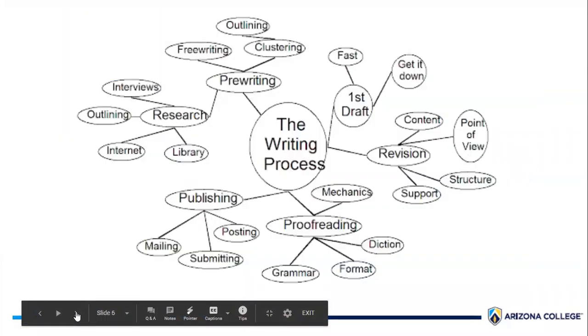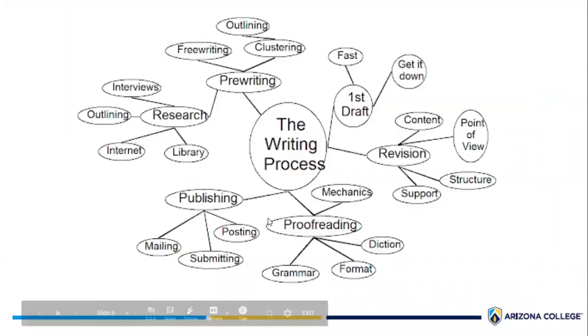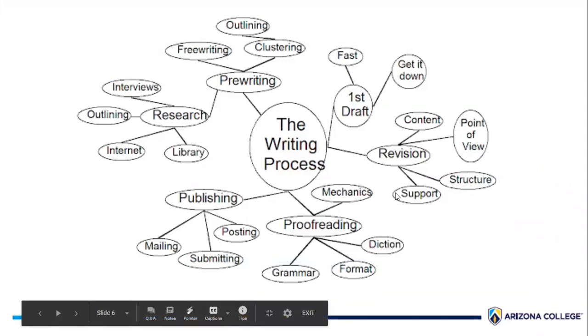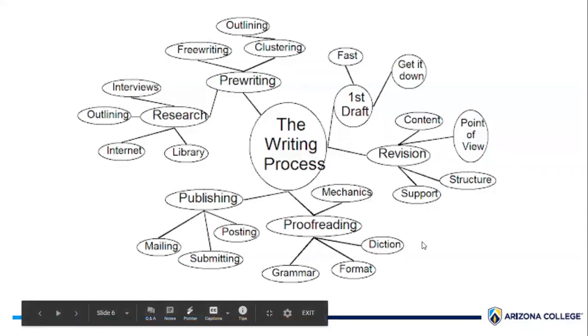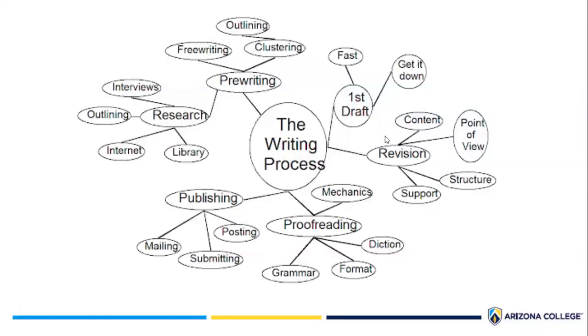The next one you've probably seen before. This is called clustering. If we were pre-writing after being given a prompt on the writing process, we're going to write a paper about the writing process, write about writing. So the writing process would be in the middle, and then all of your different subcategories would branch off of that middle idea.